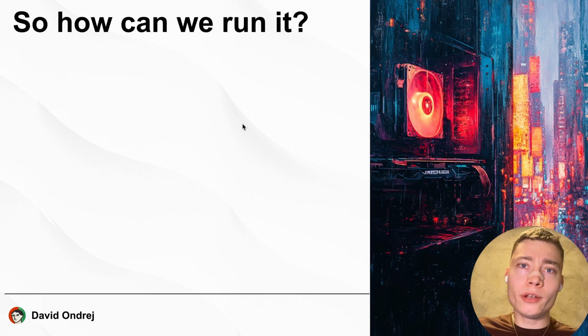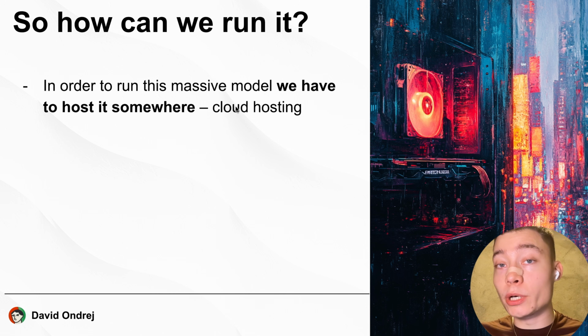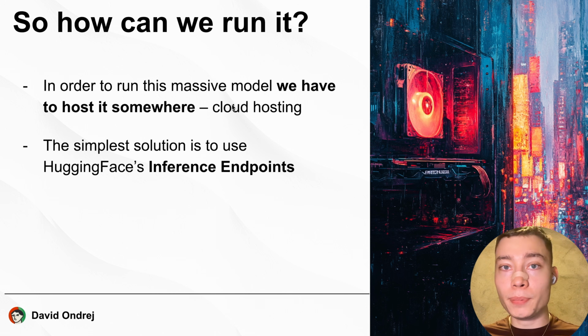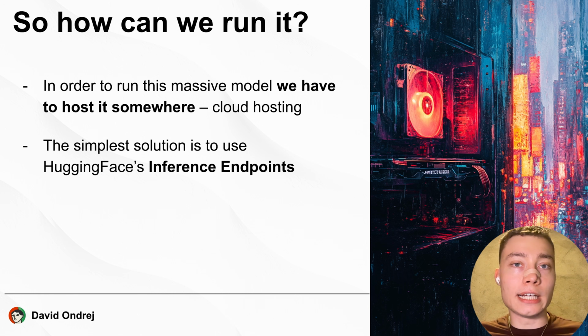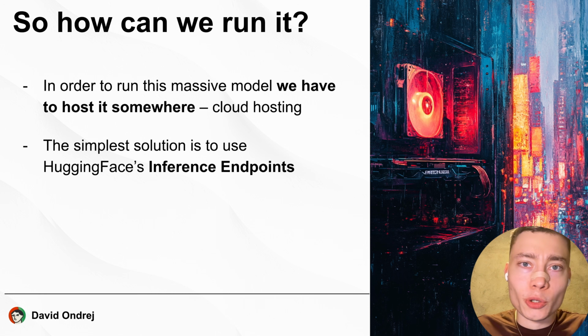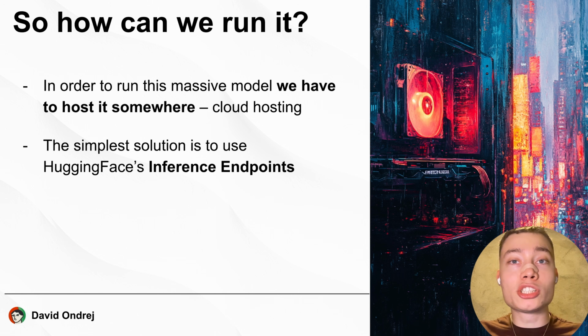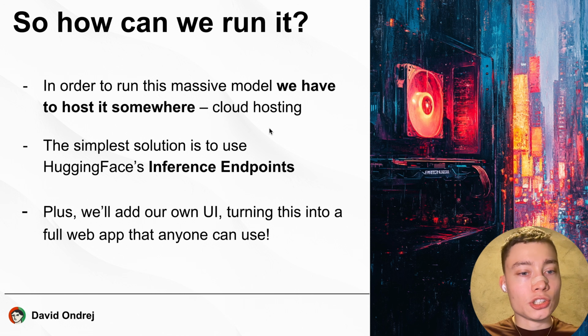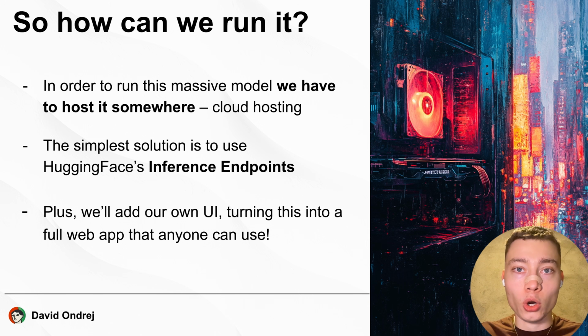So, how can we run it then? Well, in order to run this massive model, we have to host it somewhere, and that's where cloud solutions come into play. The simplest answer is to use Hugging Face's inference endpoints, a service that allows you to easily host models. What makes it super easy is that most models are already on Hugging Face. Hugging Face has the most open source models of all possible sites, as well as datasets and other things. This will also allow us to add our own UI and build it into a full web app, an actual chatbot with a domain that is deployed on Netlify that anyone can use.